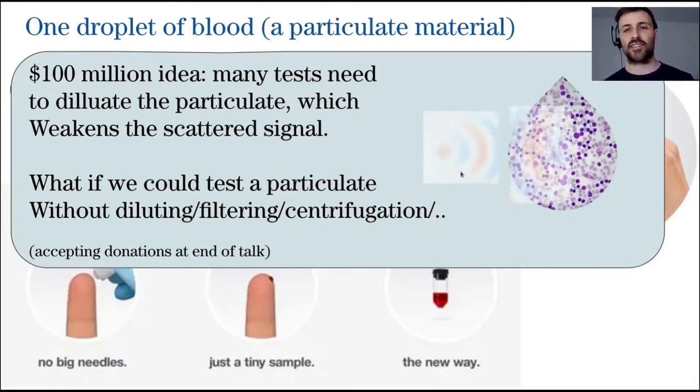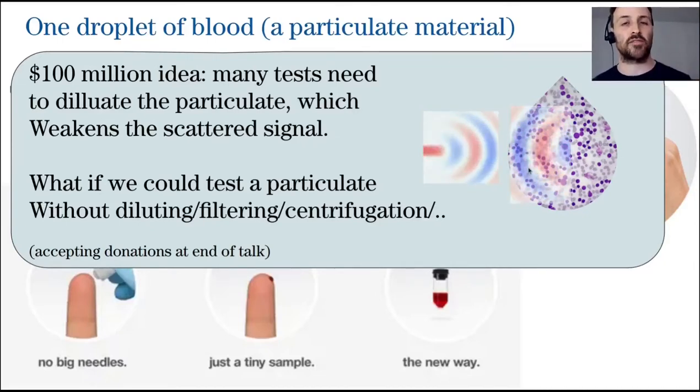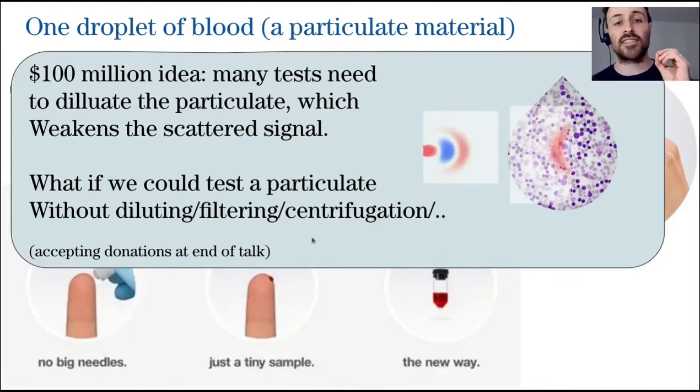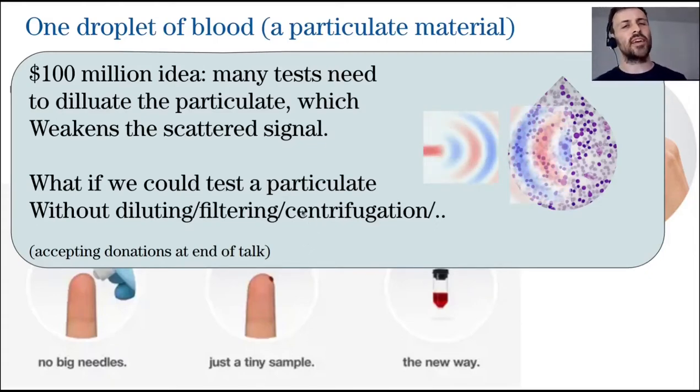My idea is this. Imagine this droplet of blood on the right. What if we can perform tests on the droplet of blood without diluting it, just as it is? We'd send in a wave, let's say electromagnetic or sound. Back would come something scattered, and from that scattered wave, what if we could learn about the particles in the droplet of blood? What if we could learn about this material without diluting, filtering it, centrifugation, and all these things? And that's basically the theme of my talk, and I will be accepting donations at the end.